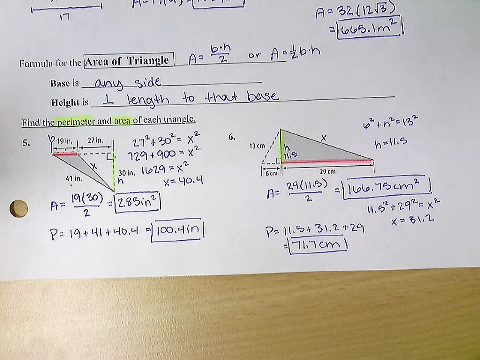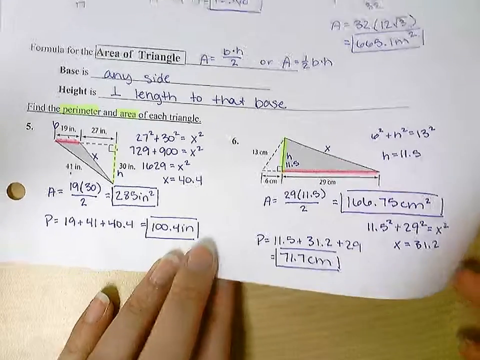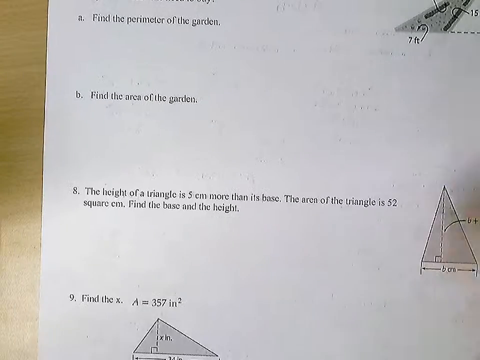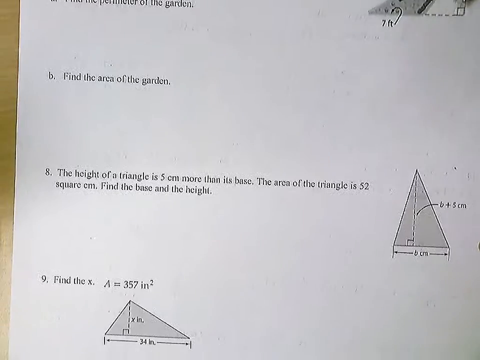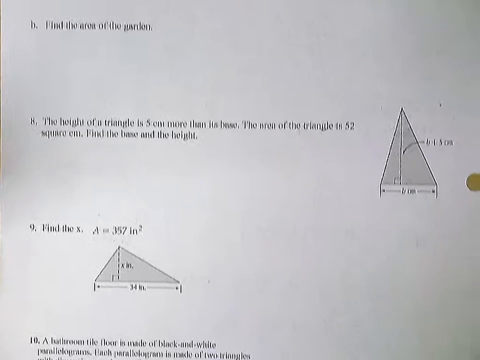All right, I'm going to skip number 7. If you did number 7, it's still just finding the perimeter and then the area. But for the sake of time, I did want to get to number 8 and number 9 for sure here.